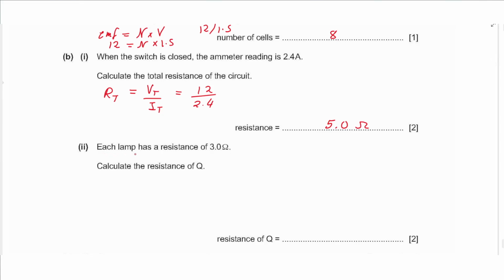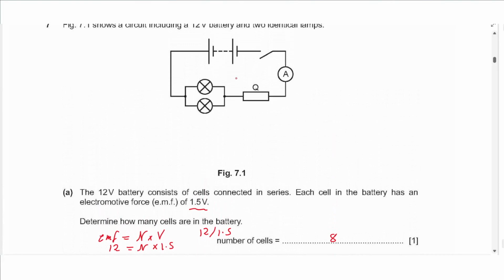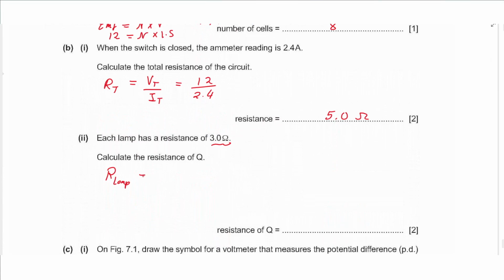BII says each lamp has a resistance of 3 ohms. Calculate the resistance of Q. So here we have Q in series with the lamps, and the lamps are connected in parallel. So we can calculate first the resistance of the two lamps in parallel using the product over sum equation. So we multiply 3 by 3 over 3 plus 3. That gives an answer of 1.5 ohms.